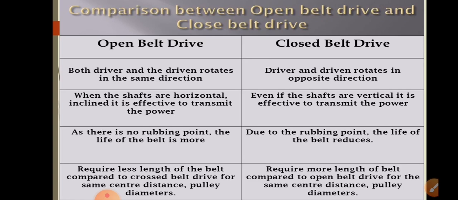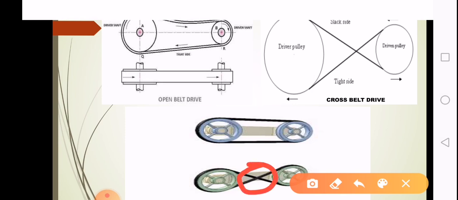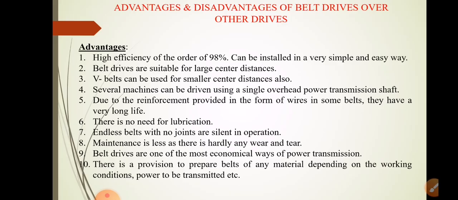Then, as there is no rubbing point, the life of the belt is more. So you can see in the previous slide here, there is no rubbing action at all. But in this case, wherever there is a crossover, at this point the two belts will rub against each other, which reduces the life of the belt. Then, the length of the belt required is less in an open belt drive as compared to a cross belt drive. So this is the comparison between open belt and closed belt or cross belt drive.